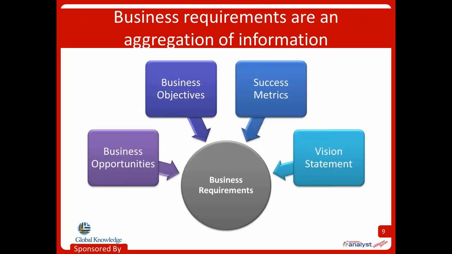All right, so I mentioned this in the definition that a business requirement is an aggregation of a few types of information. So these are those four types of information: business opportunities, business objectives, success metrics, vision statements. I'm going to break each of these down in a little bit more detail, but when I say business requirements, I'm talking about all of these different things.